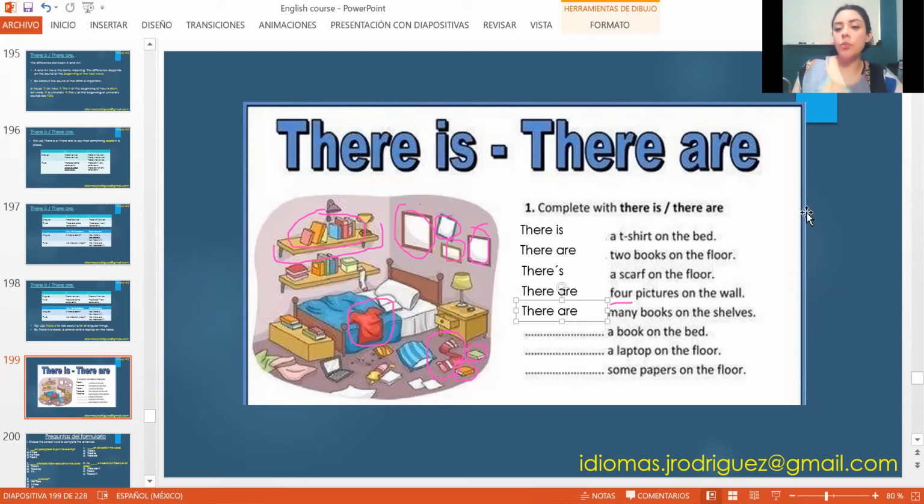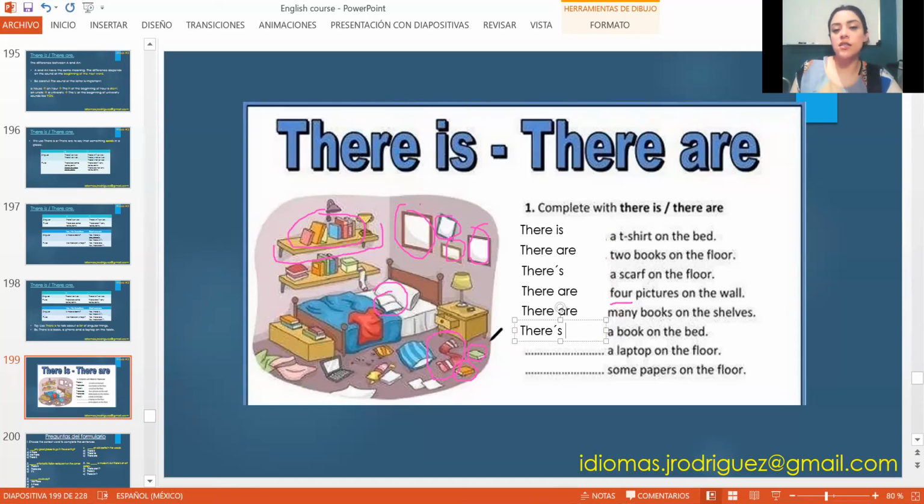Next, a book on the bed. Where's the book on the bed? Here we have it. A book on the bed. Un libro sobre la cama. So I cannot use are. I have to say there's or there is a book on the bed.